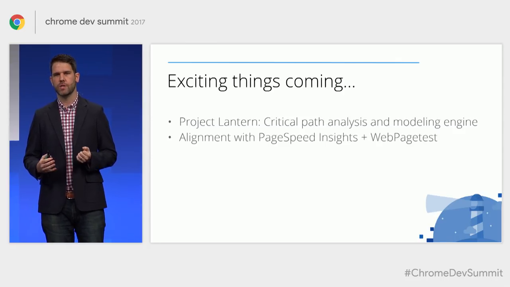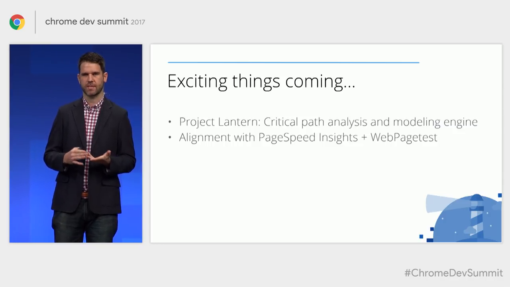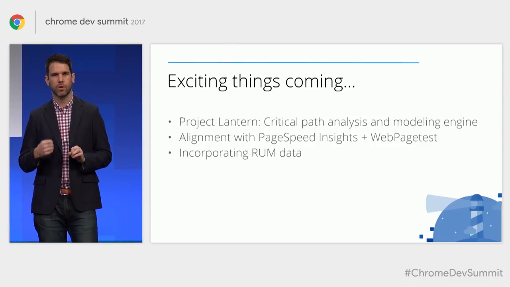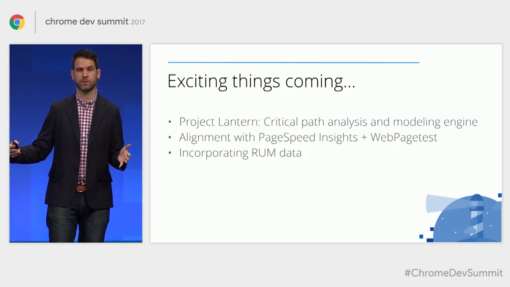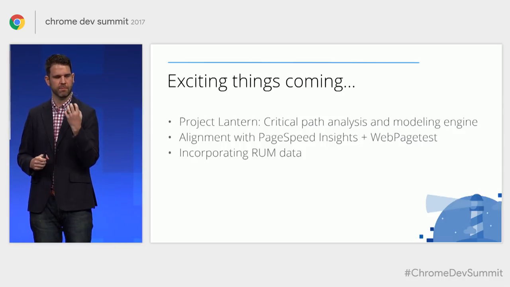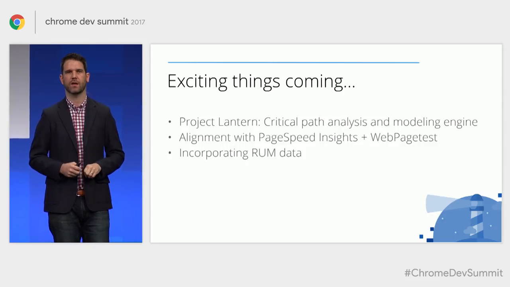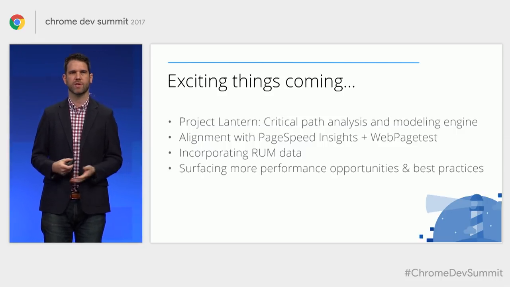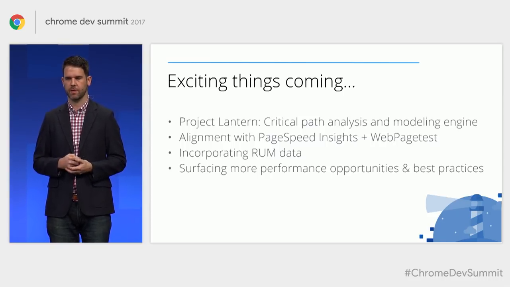We're also going to be improving the alignment of how the story is told between PageSpeed Insights, Web Page Test, and Lighthouse. So you're not seeing conflicting results from these tools. You heard yesterday about the Chrome User Experience Report and understanding what is happening in the real world around a few performance metrics. We're going to be incorporating this data into Lighthouse too, so that from a Lighthouse report, you're seeing a snapshot of what just happened, but given the context of what's happening to all your users in the wild. And lastly, we're always going to be continuing to surface more performance improvements that are available to you and best practices that can be improved on.